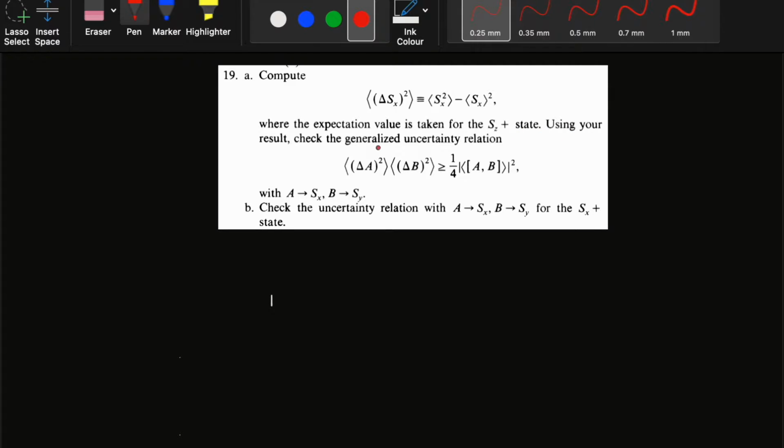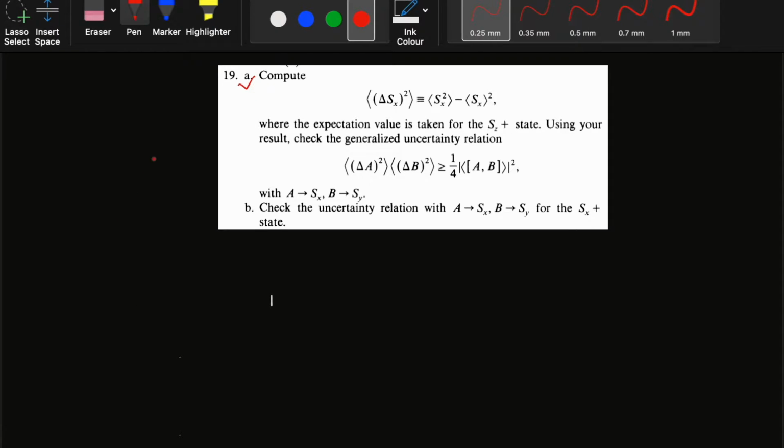Using your result, check the generalized uncertainty relation. We have to check this. Here A is Sx and B is Sy, and in question b it is asked to check the uncertainty relation with A as Sx, B as Sy, for the Sx plus state. Now let us check question a first.